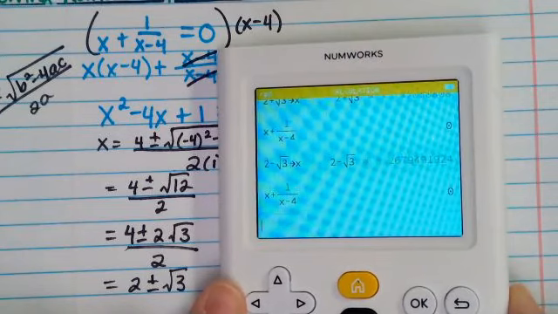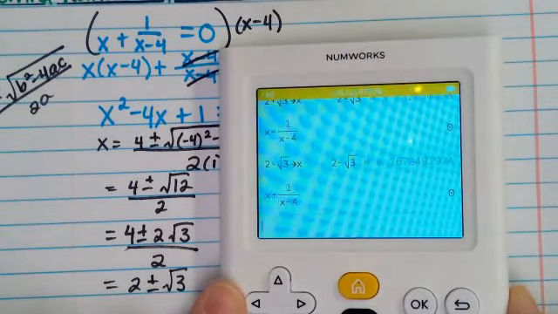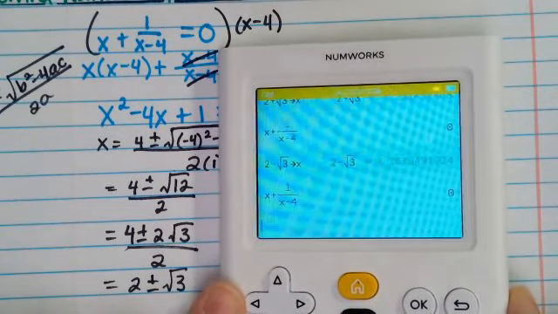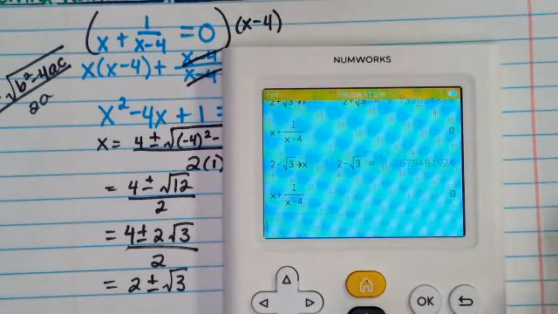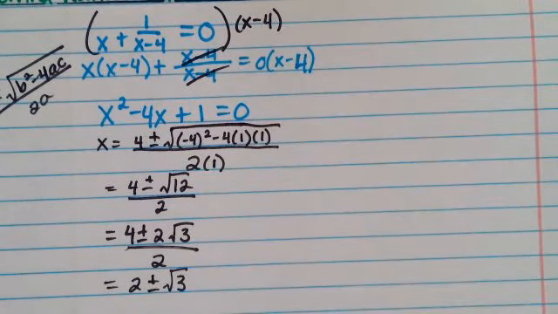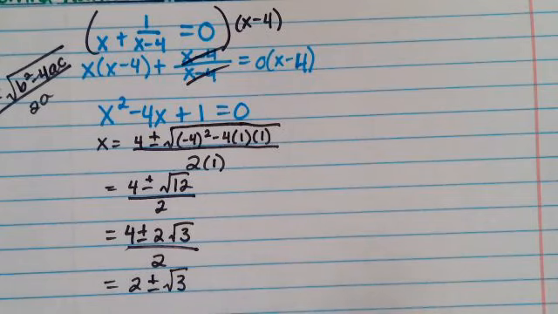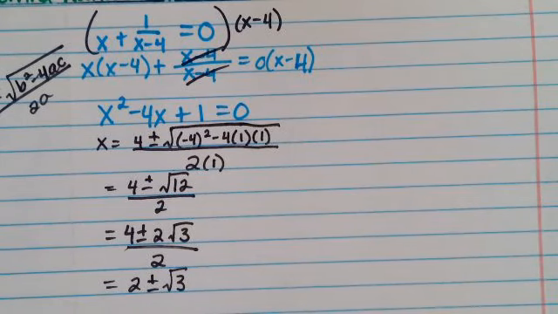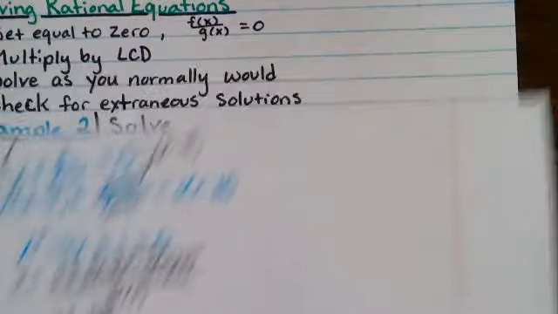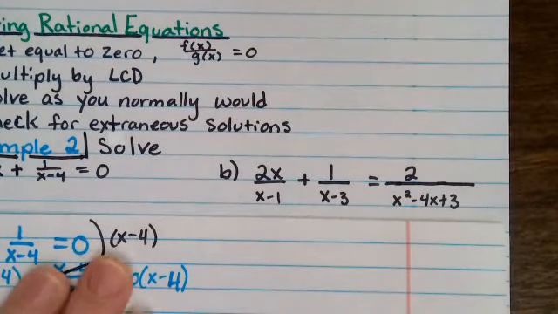Okay, so I know it's a little hard to see on the calculator because these screens don't pick up well, but both of those answers work. So these are both solutions. None of them are extraneous. All right, next problem. Let's look at part B.